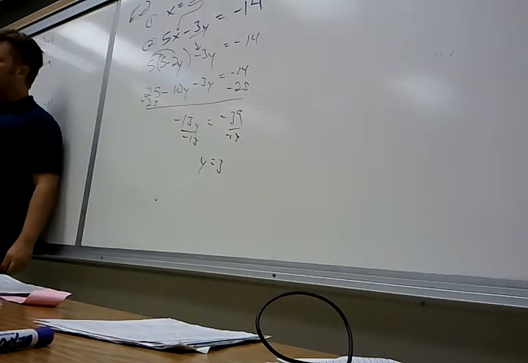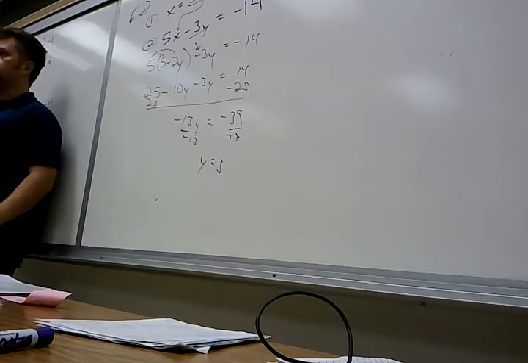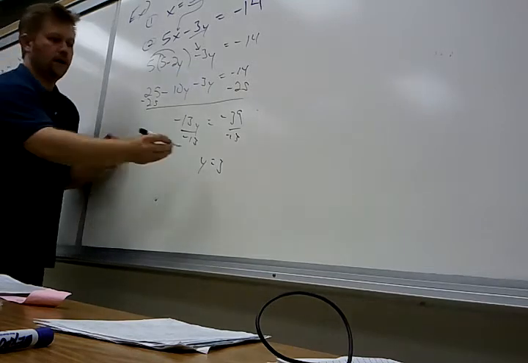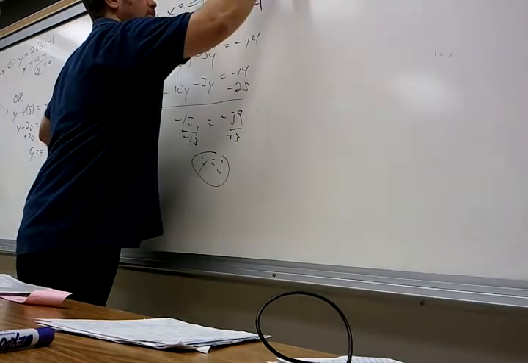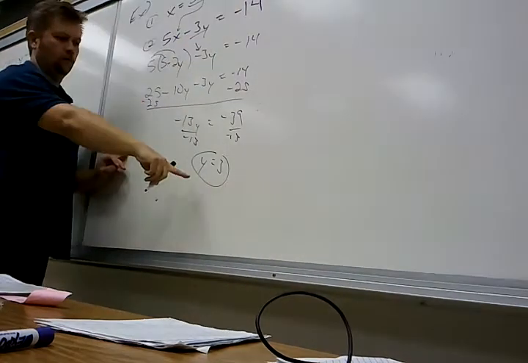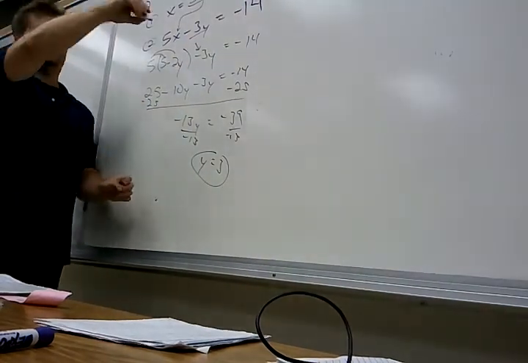The minute you get one variable, that means you can go back and get the other. So I know y is 3, x is 5 minus twice y, and y is 3. So let's plug a 3 in.